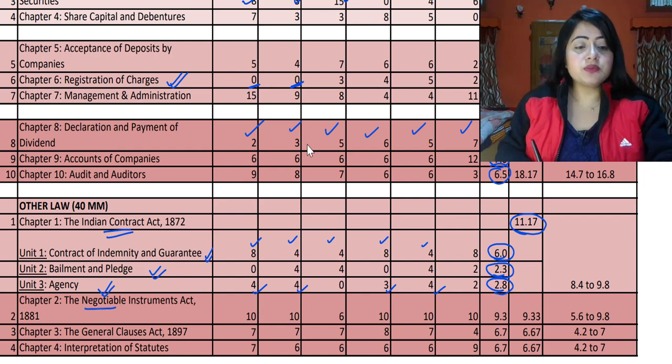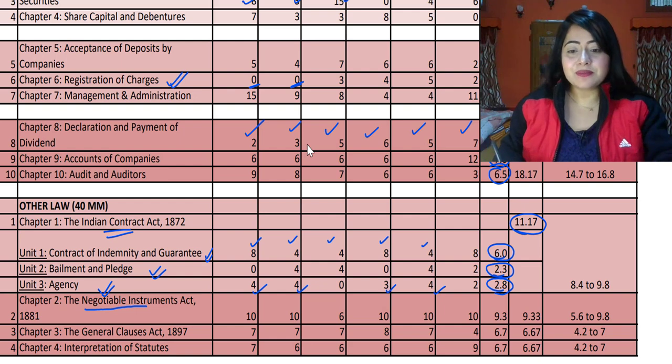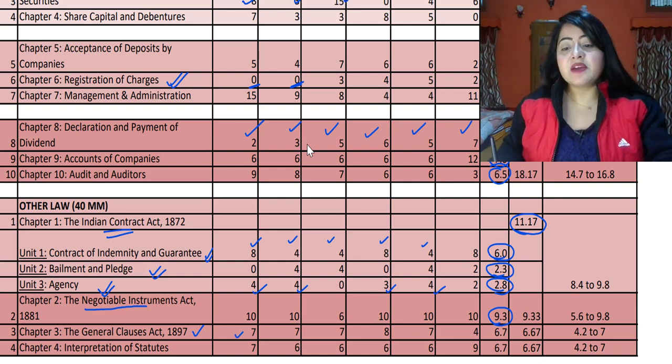Next, let's talk about the Negotiable Instruments Act. It always comes and the average weightage is 9 to 10 marks. When we talk about the General Clauses Act, again this chapter also always comes in the examination for a weightage of 6 to 7 marks. Interpretation of statutes, again it comes every single time. The average weightage is 6 to 7 marks.